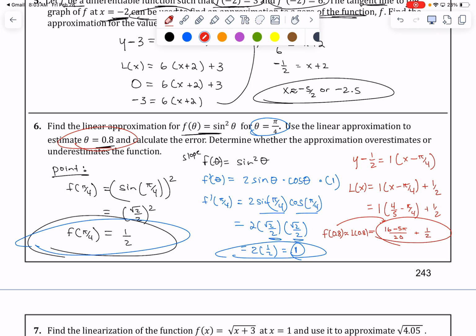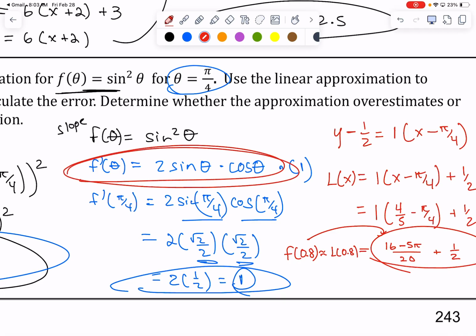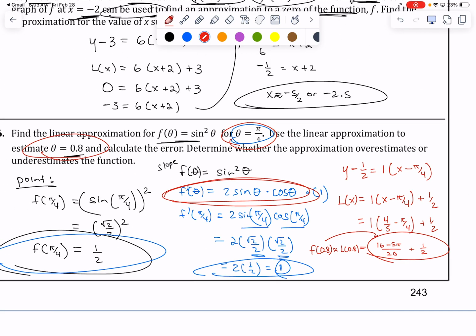Now, does it over or underestimate? What would you have to do to figure out if it over or underestimates? You've got to go to the second derivative, so you'd have to take the derivative of this. We're not going to do it, but what would that require? Product rule. Then after you find the second derivative, you would have to plug in pi over 4. If it's positive, it's concave what? Up. Then the tangent line is below, and it would underestimate. If you plug in the second derivative and it's negative, it's concave what? Down. Then the tangent line's above, and it would what? Over approximate. There you go.